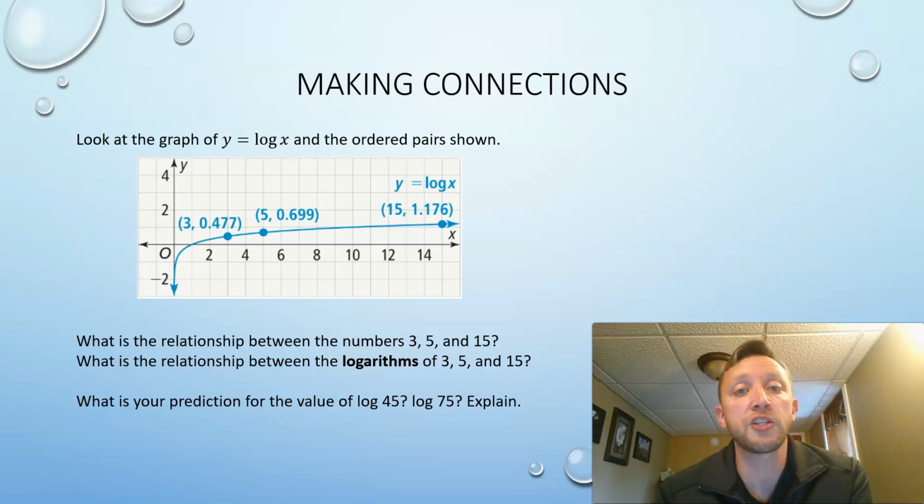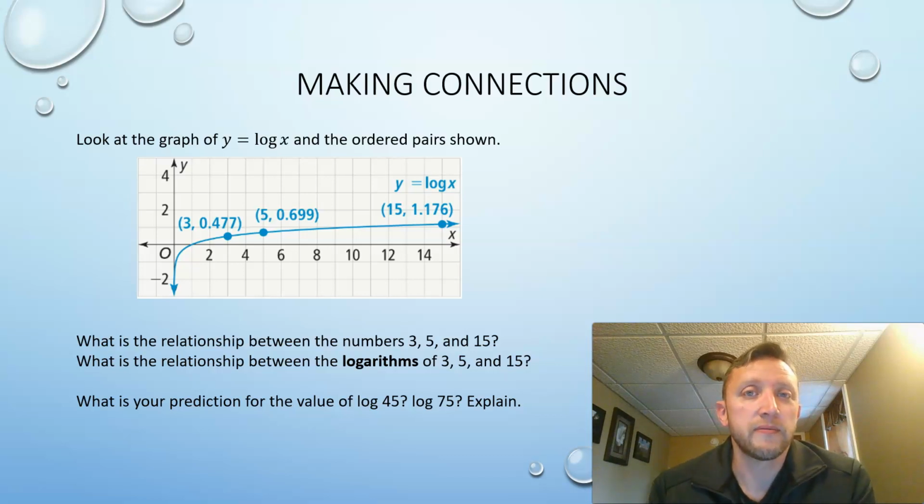And then I want you to look at a connection between the y values, the 0.477, the 0.699, and the 1.176. Now, there may not be a connection that you can make right away, but I want you to just think about that for a minute. So pause the video and see if you can make a connection between those, and then even the x's and the y's. You should be able to at least make a connection with the x's.